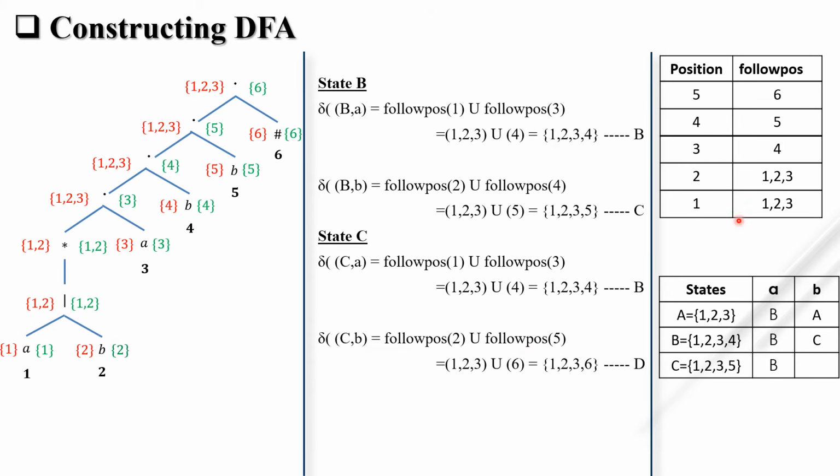So what is follow position of 2? 1, 2, 3. And follow position of 5 is 6. So 1, 2, 3 and 6 is the answer. And it is also a new state. That's why we label it as D. Now we have to find D of A and D of B.